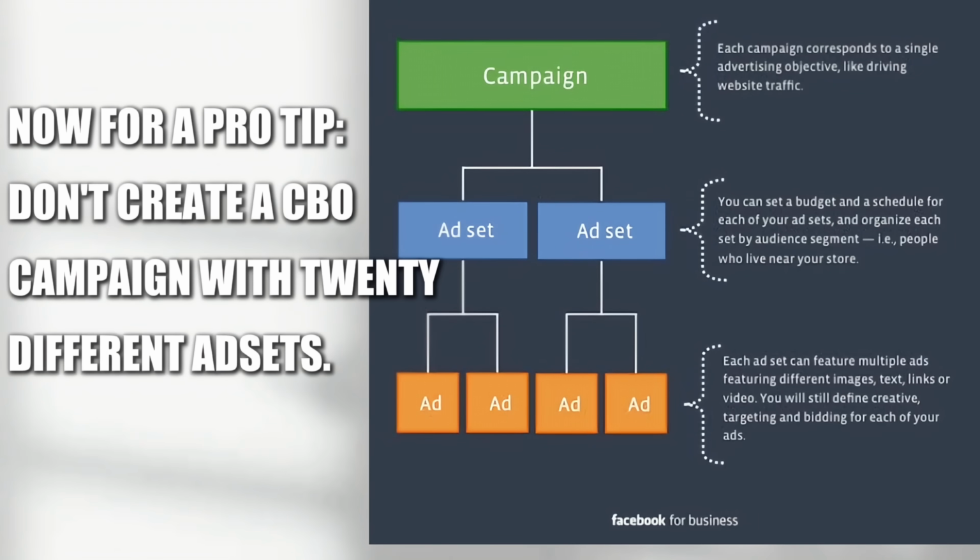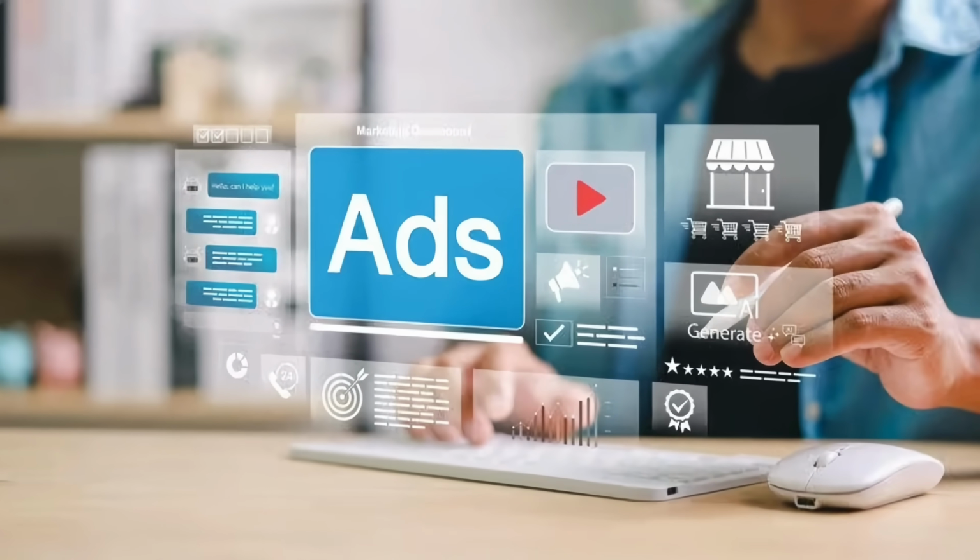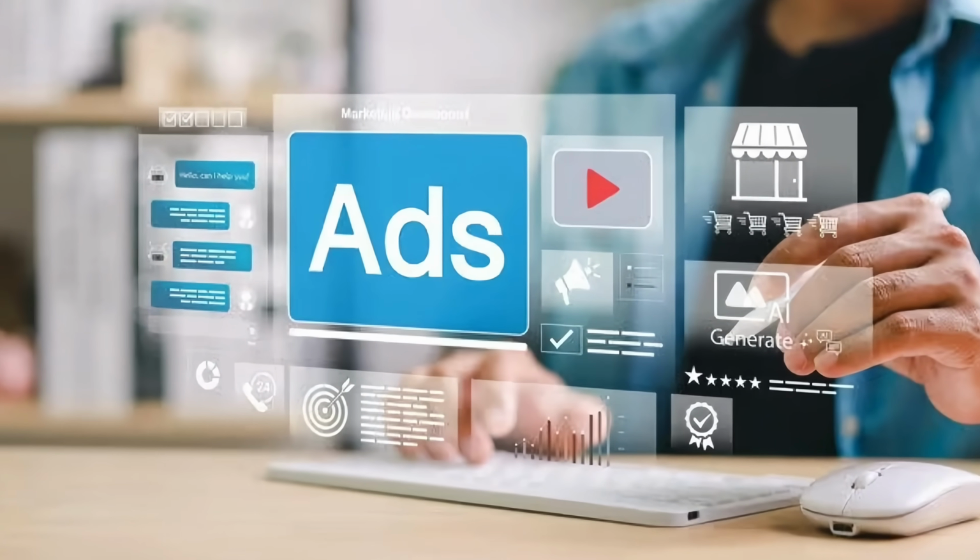Now, for a pro tip, don't create a CBO campaign with 20 different ad sets. That's not giving the AI options, it's giving it a panic attack. Instead, use a focused structure, typically 3 to 5 high quality ad sets. This gives the algorithm distinct but manageable choices, and give it time.